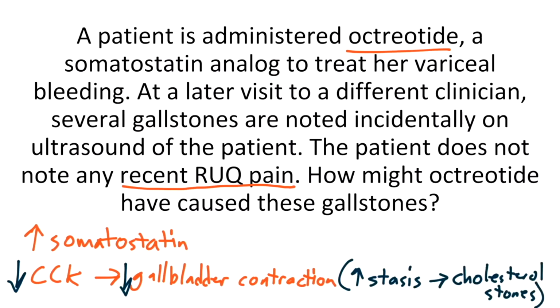We also see that she does not have any right upper quadrant pain, which makes sense because CCK is typically what causes contraction of the gallbladder and pain from gallstones, because when the gallbladder contracts, it'll press the gallstone into the cystic duct. And we discussed this in the previous lecture. Now let's do another question.